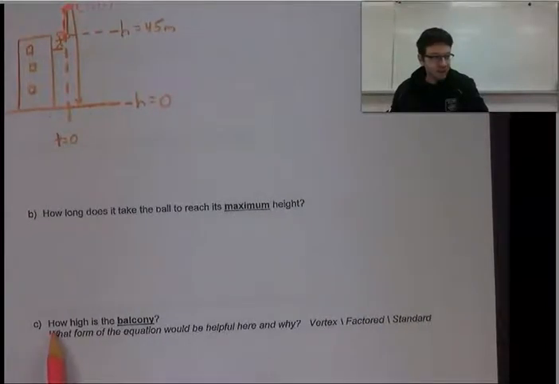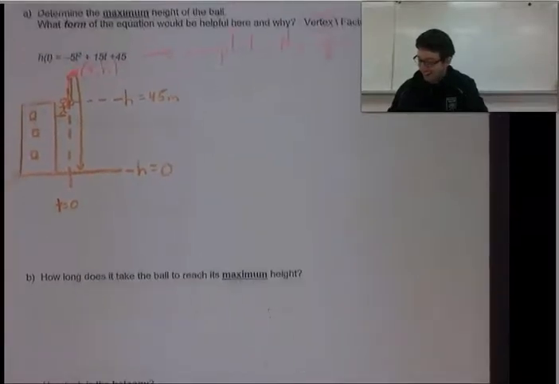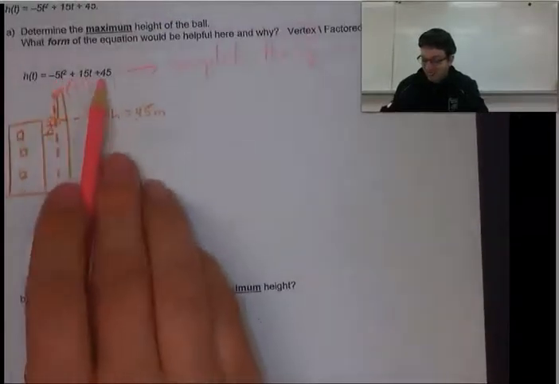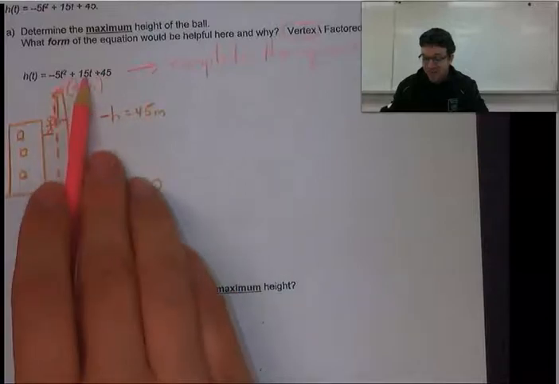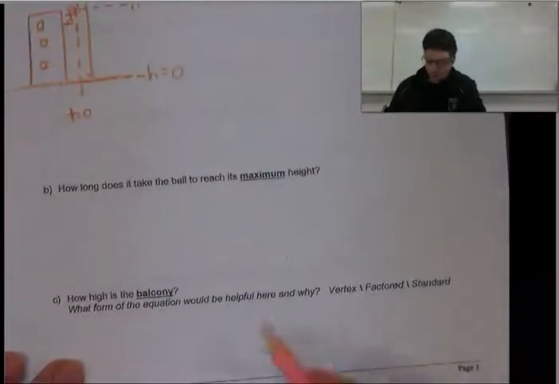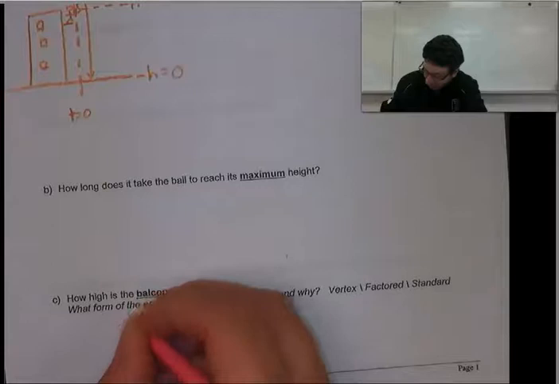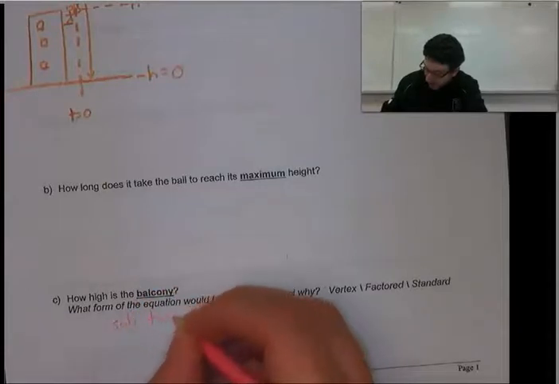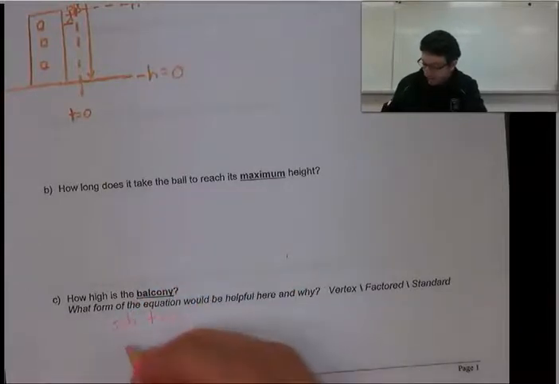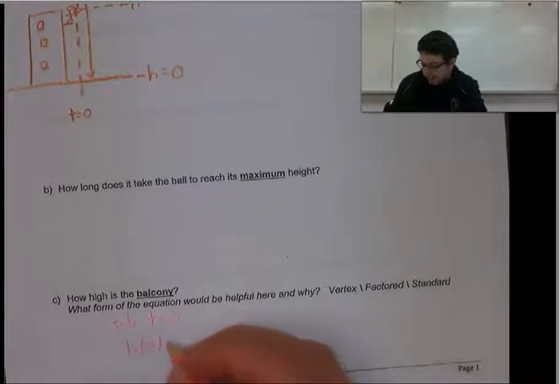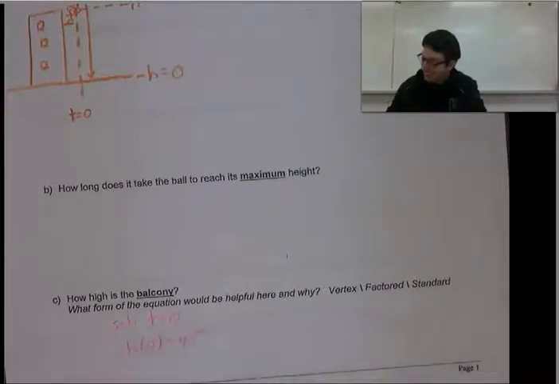Then, how high is the balcony? No, that's what I already just figured out. In that case, you're just looking for when time is 0. So you would substitute t equal to 0, right? And you would be finding h at 0, which equals 45. That one I did right in the beginning.